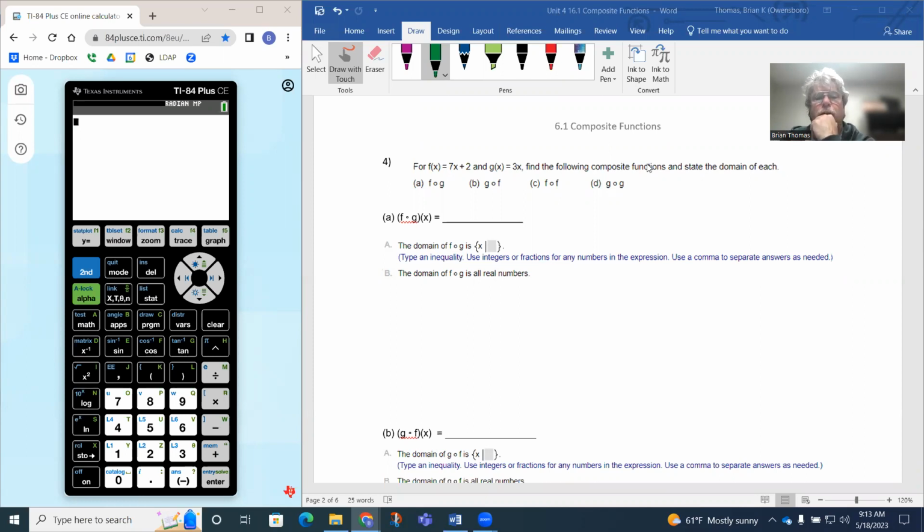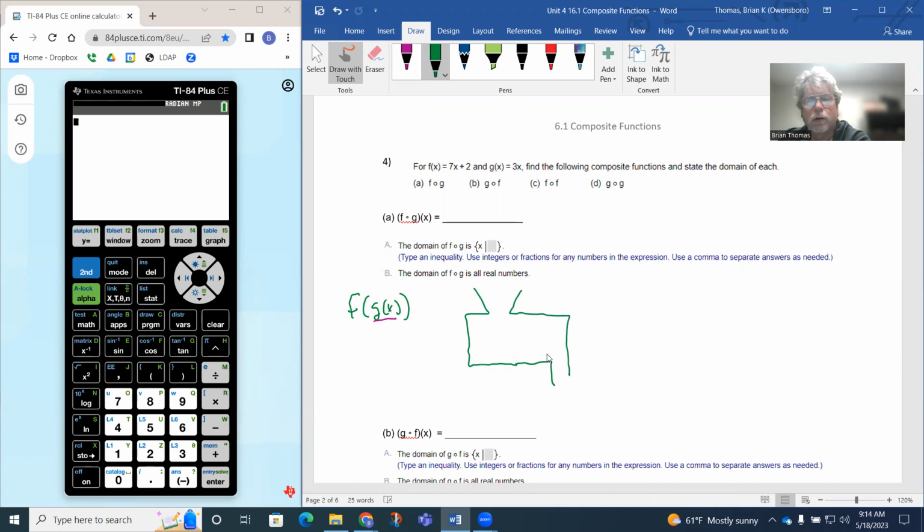So the first one we want to figure out is what is f of g of x. Again, the way we can write this is f of g of x. Notice how what's inside here is going to be substituted into the f function. So if I draw this out, this is going to be the f function here. And the f function says you're going to have 7 times something plus 2.